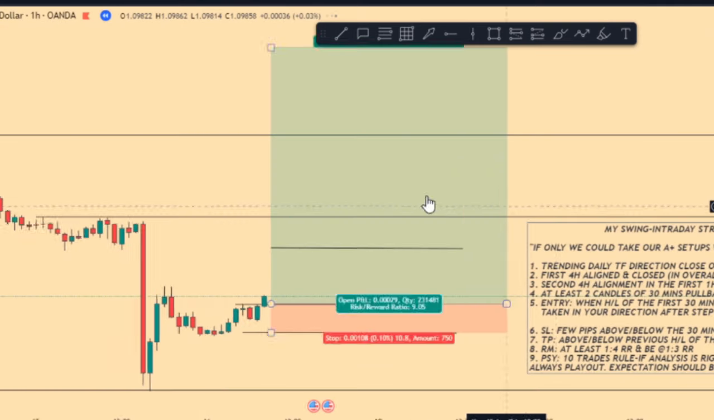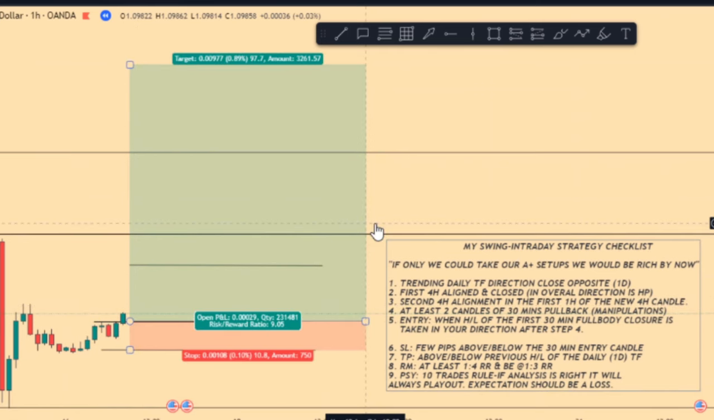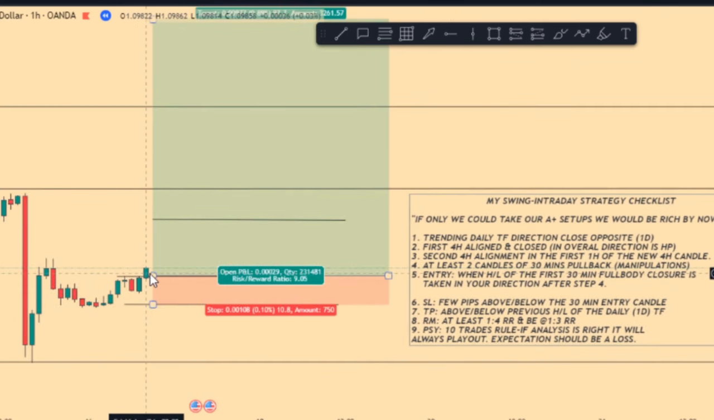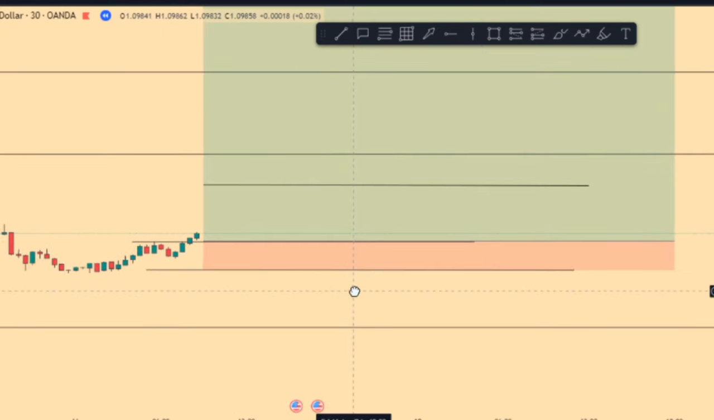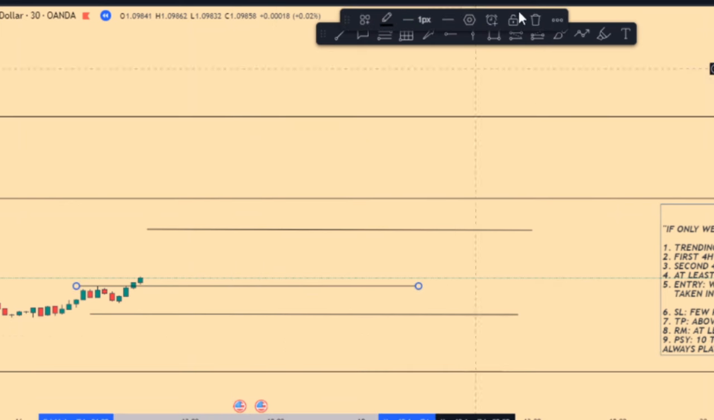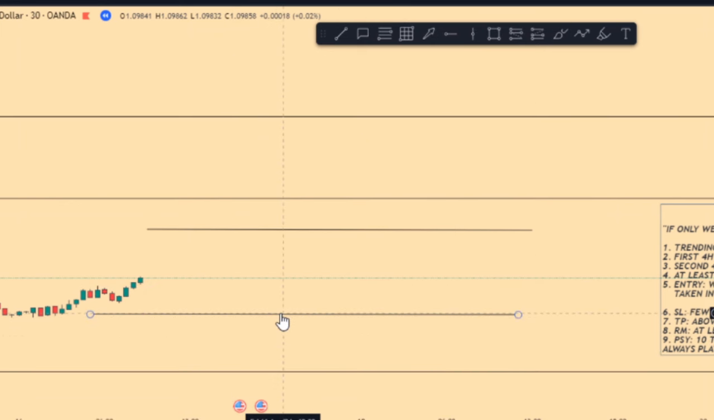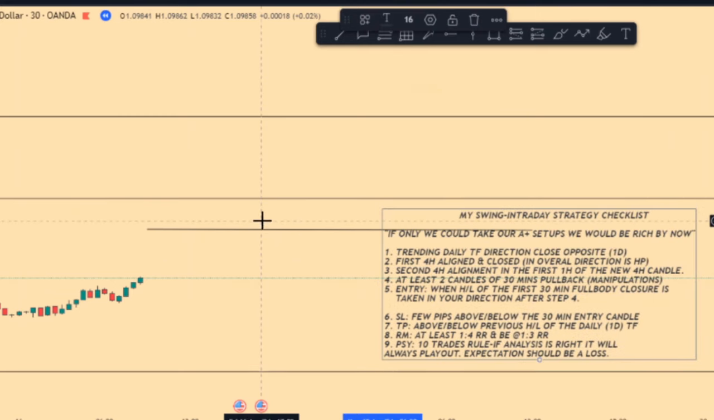So the most important thing is the 1 hour. It must be within this 1 hour. Now we can go to 30 minutes and wait for a pullback if you still want to get a sniper entry. So let's delete this. These are not important now. So let's proceed to the checklist.